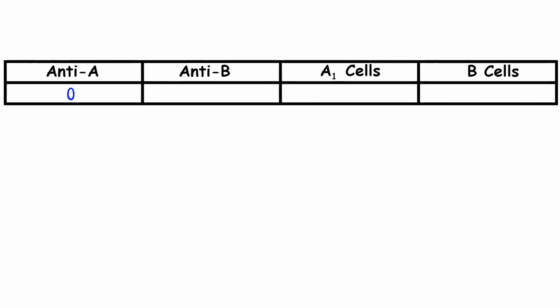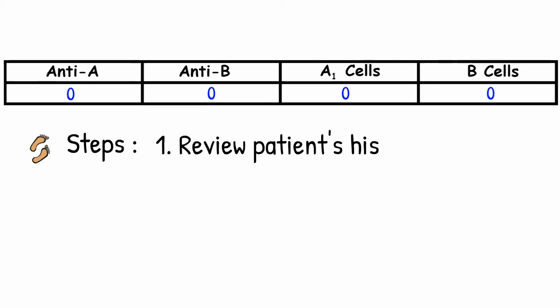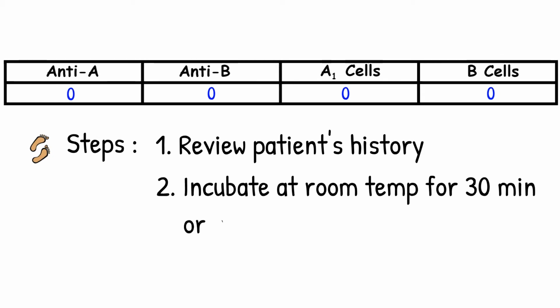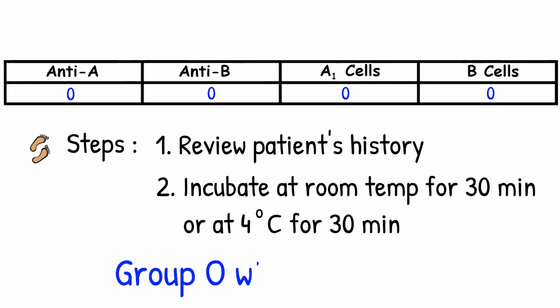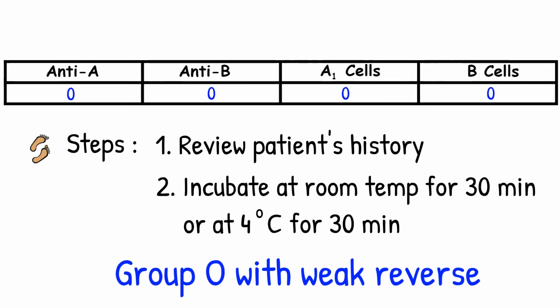I will assume that I did everything correctly and I get the same reactivity when I repeat. First, check the age of the patient and the patient diagnosis. Second, incubate the test at room temperature for 30 minutes or at 4 degrees Celsius for 30 minutes, or you can do both. Third, read the reaction again. If the reverse comes up, you can tell that the patient is group O with weak expression in the reverse typing.